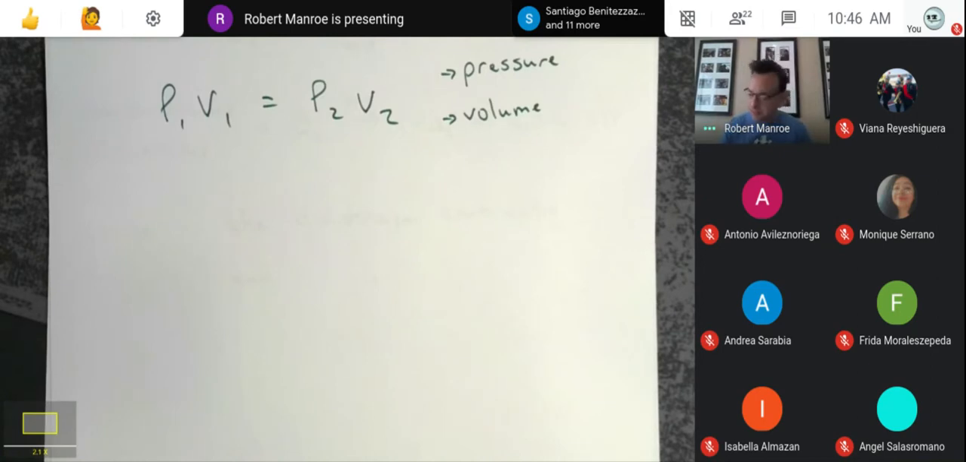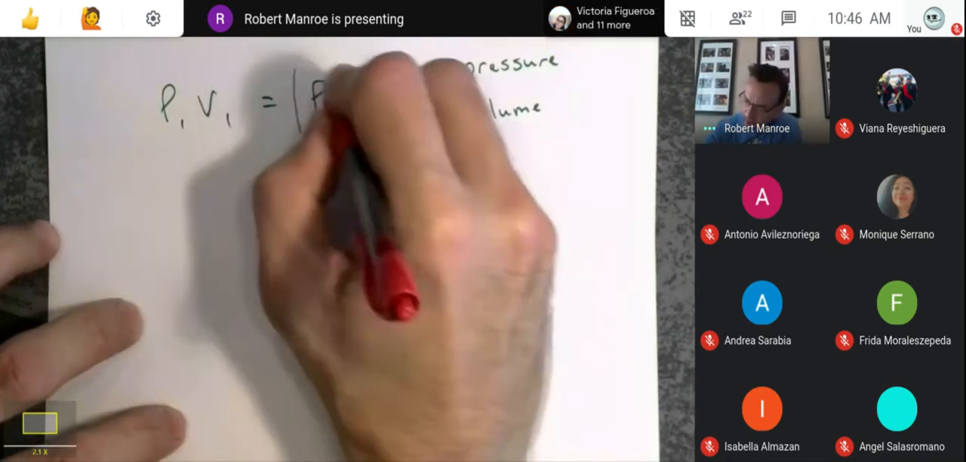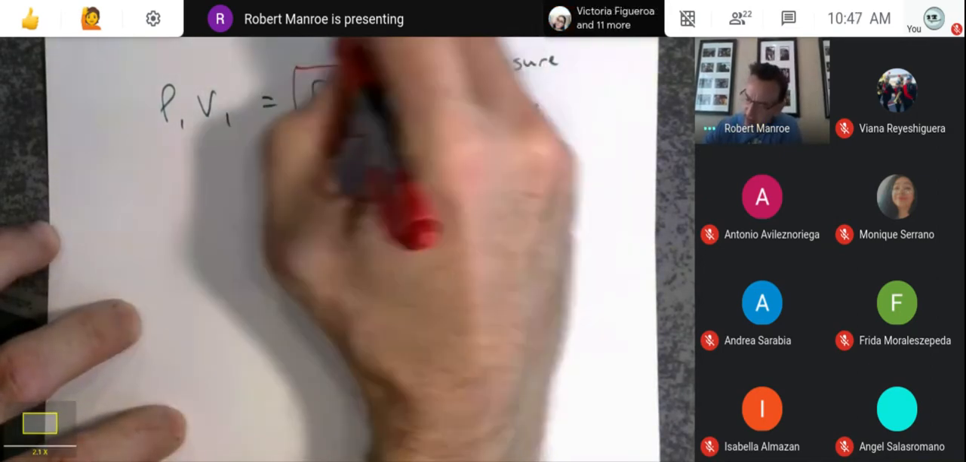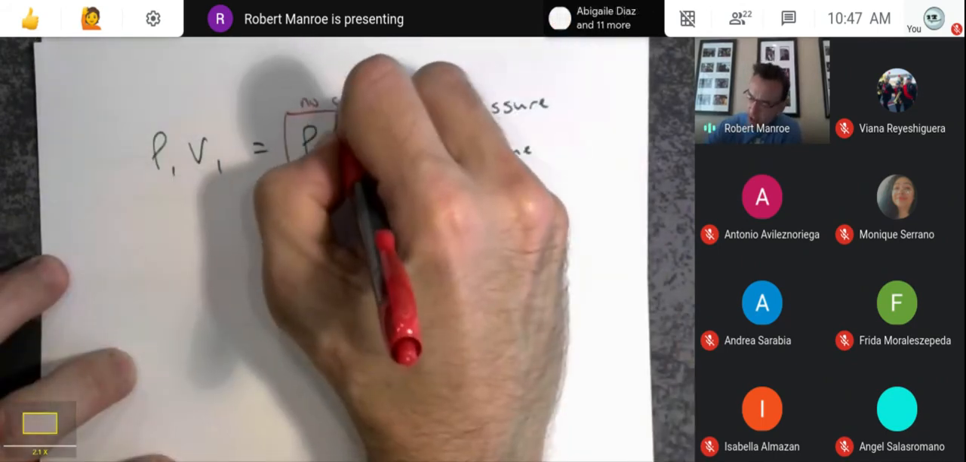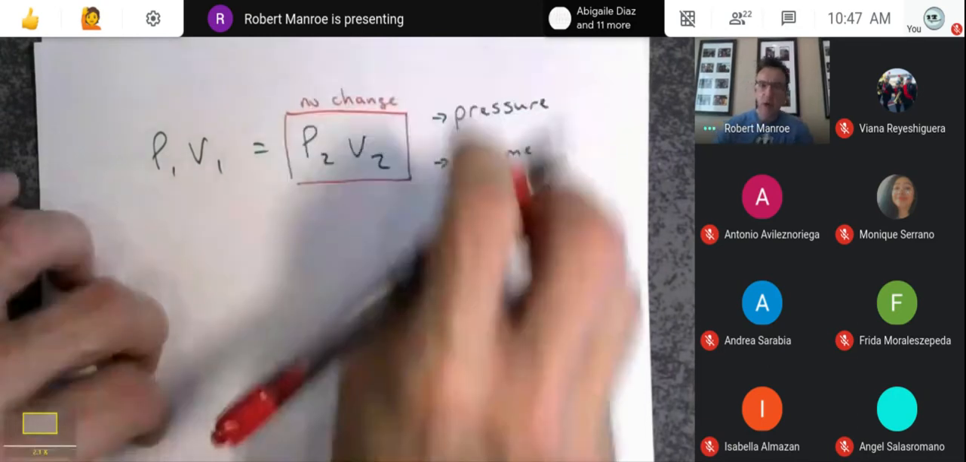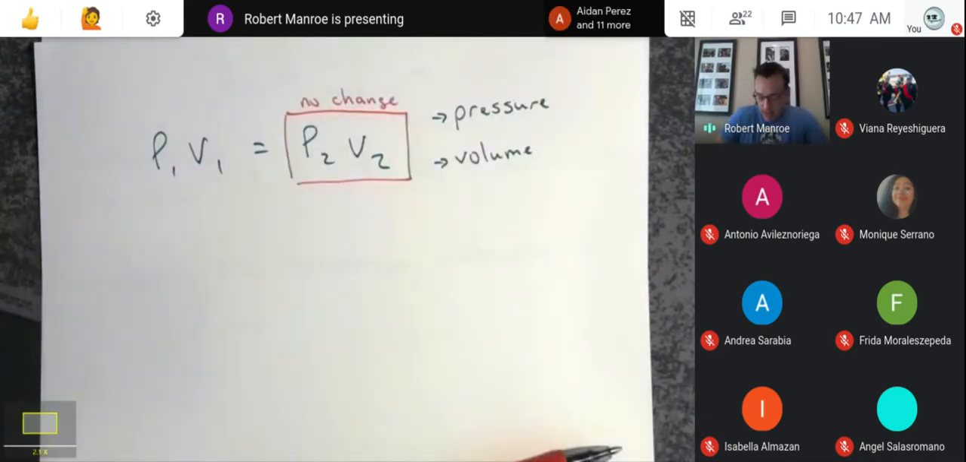All right, so in order for this to stay the same, in order for there to be no change in this value, when I take a breath and my diaphragm drives down, what happens to the volume of my lungs as my diaphragm drives down? The volume of my lungs does what?